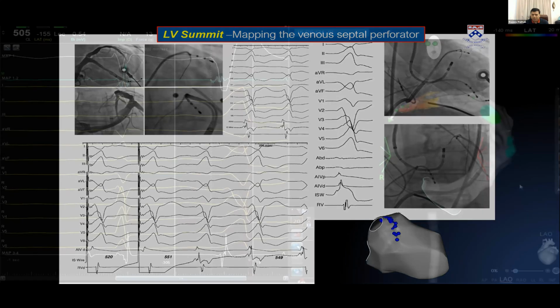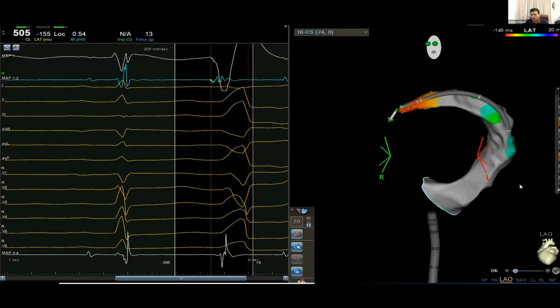So this was the other case where we did it, and this is what shows where we went into the coronary sinus, and we found this beautiful early potential, and one lesion was delivered with complete elimination of the PVC.